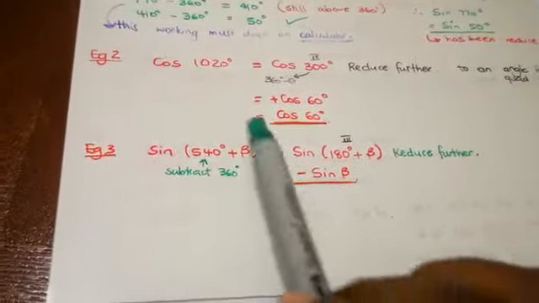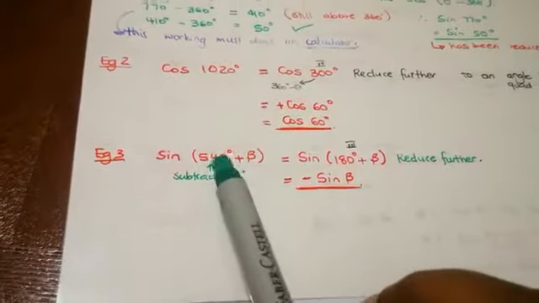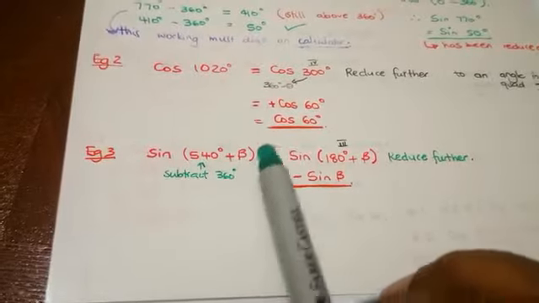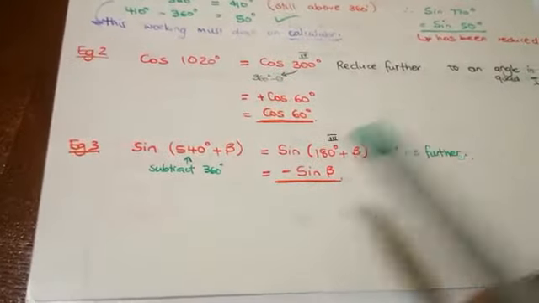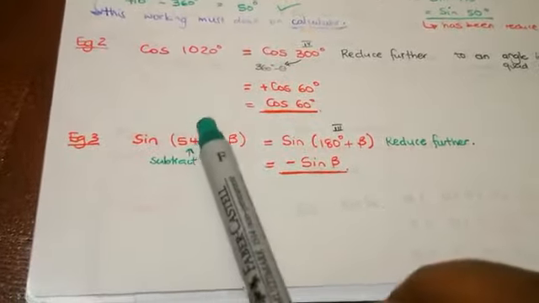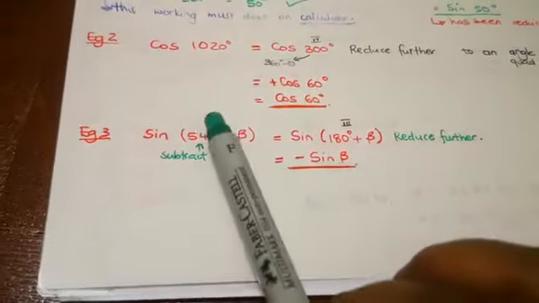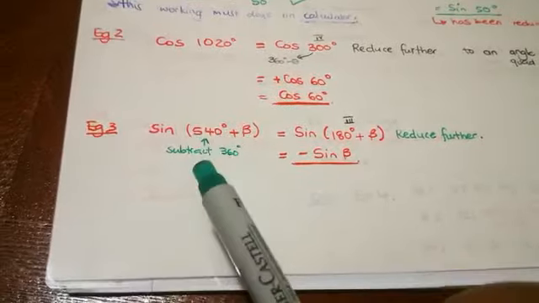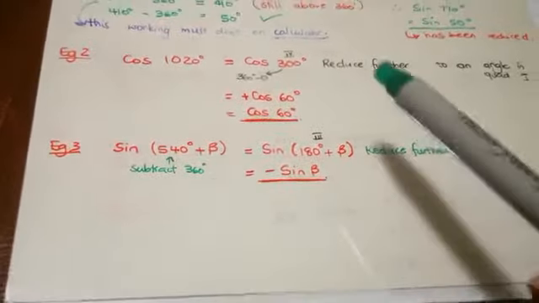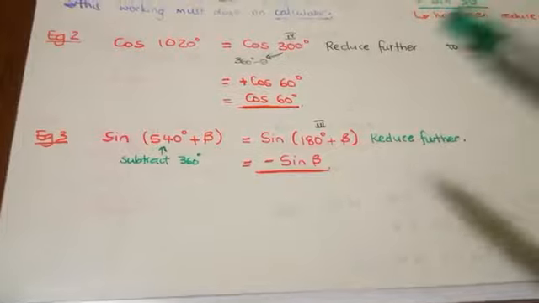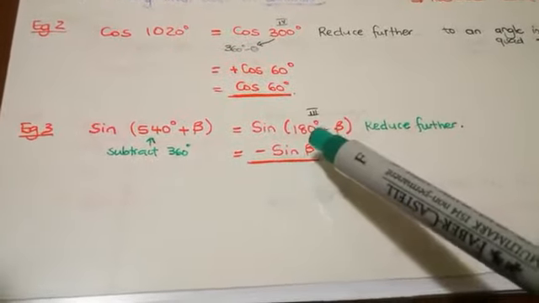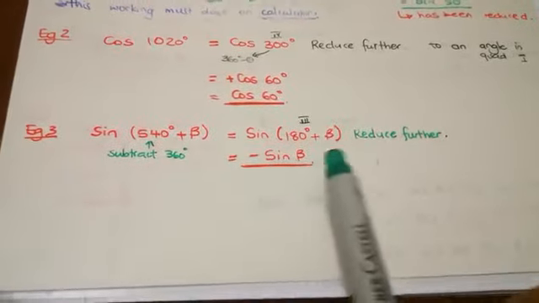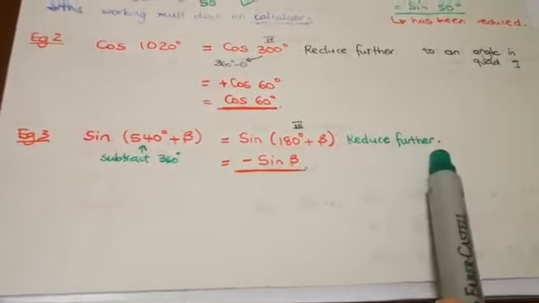All right, and then cases like this where now it's the big angle plus beta. We need to reduce this and write it in terms of beta only. So you just deal with the value first. You subtract your unwanted 360s here. So 540 minus 360. Fortunately for us, we just need to subtract once. So we get 180. And then this is still a bracket, so we need to reduce further.